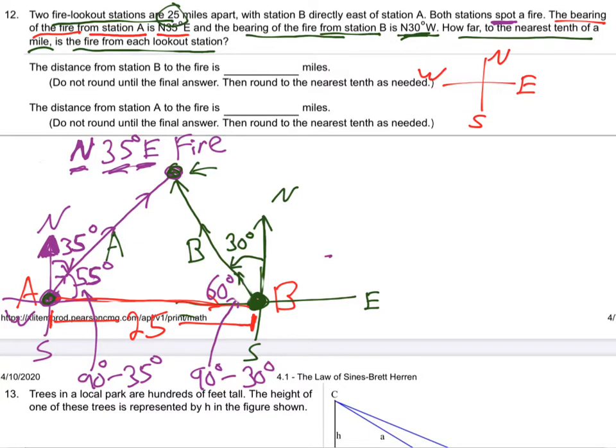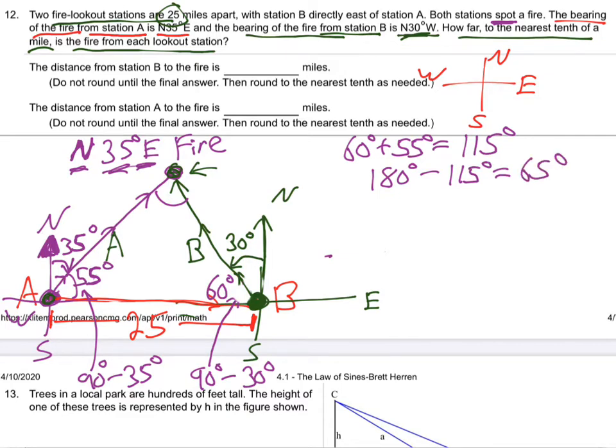So now if I have 60 degrees and 55 degrees, what's that, 115 degrees? So then I can find this third angle at the top. Every triangle holds 180. 180 minus 115, what's that, 65? Yeah, 65. So this must be 65 degrees. So I found all the angles inside that fire triangle. So now I can use that to find A and B.